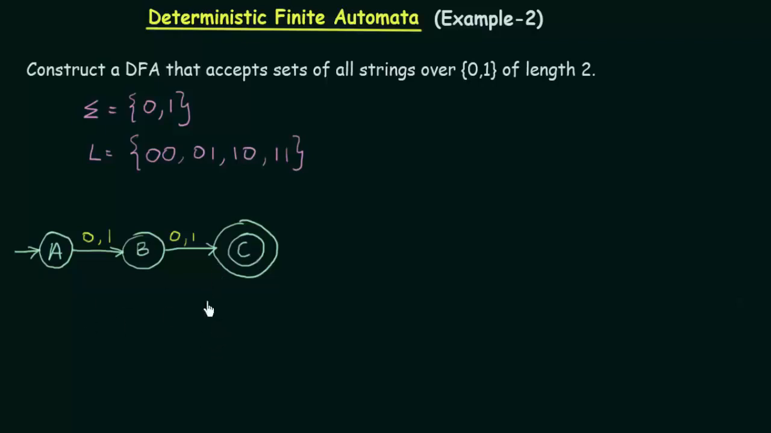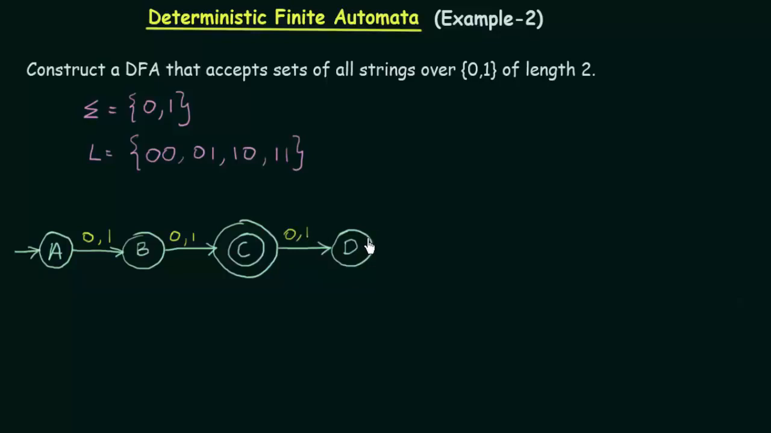But is this DFA complete? No, it's not complete. Why? Because I have mentioned what happens if I get 0 or 1 input for A, and I've also mentioned the same thing for B. But what about C? I did not mention what happens if I get an input again in C. So whether I get input 0 or 1 in state C, I will send it to another state, which I will call state D.